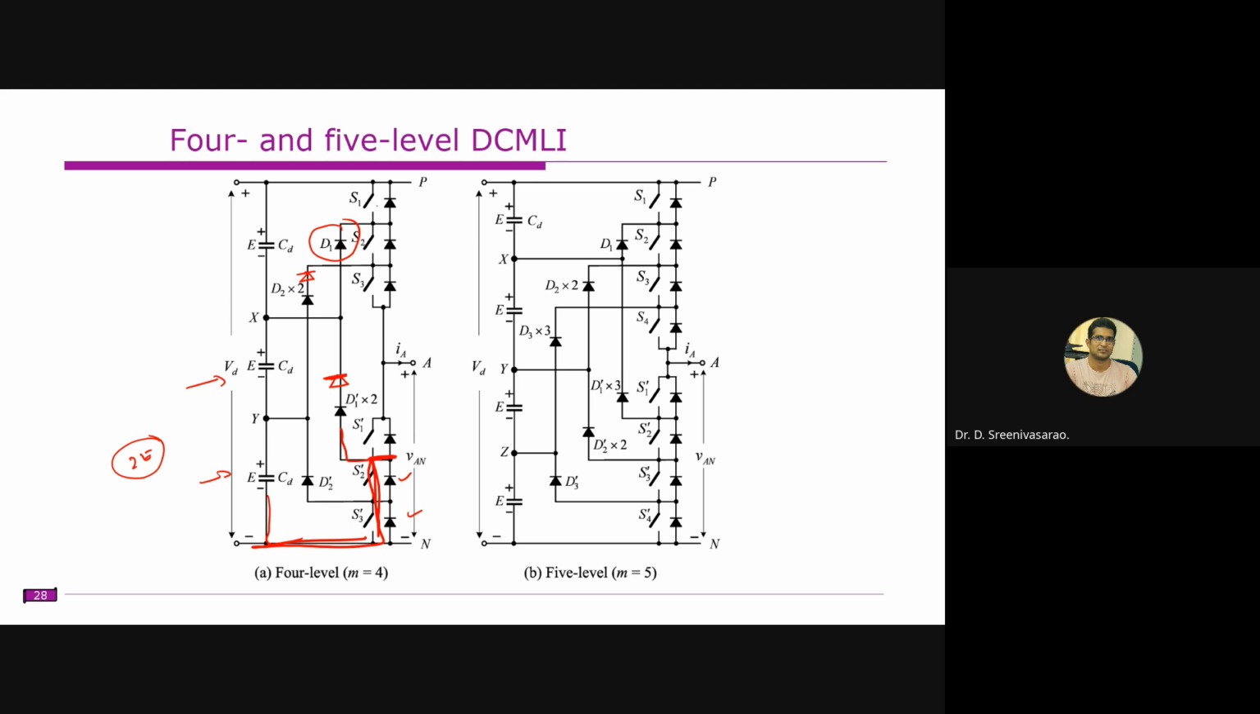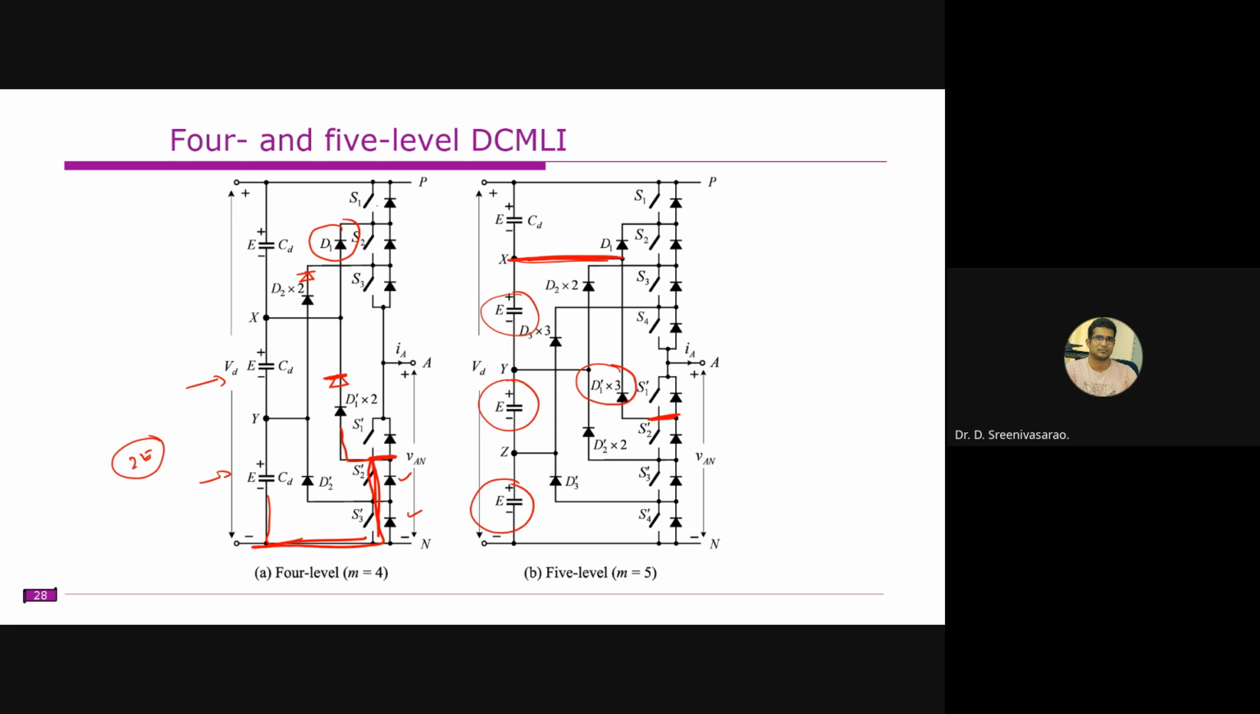So in case of 5 level also, here it is written as D13, right? So this diode D13 is connected at this point, and the other point is connected here. We'll disconnect this point here, right? So this is supposed to block the 3 voltages. That's why it is written as D1-3.